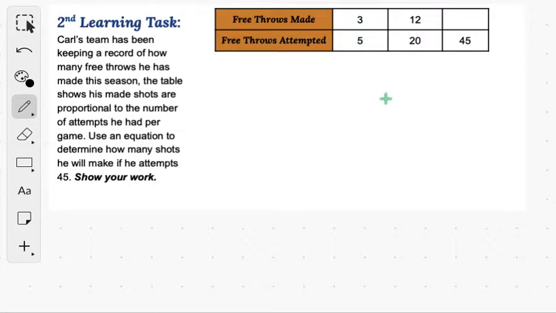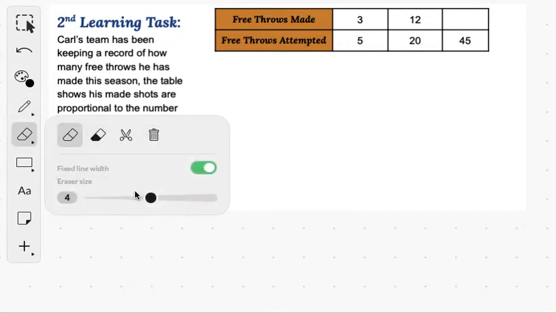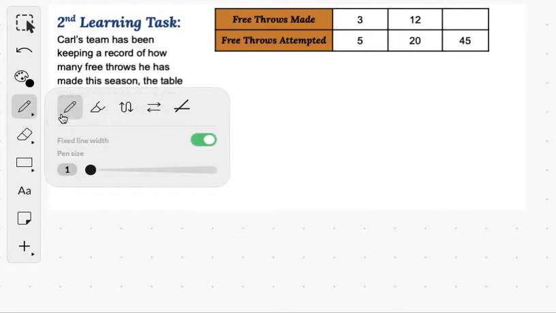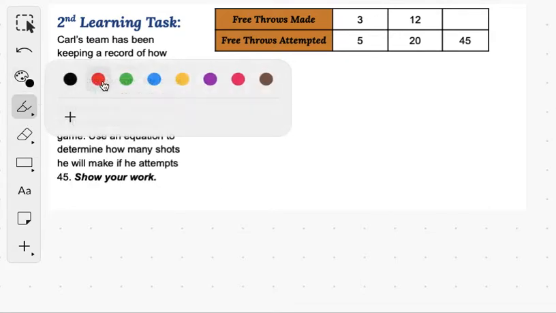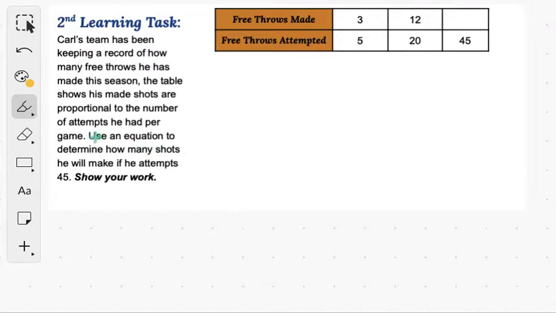So the table's kind of been pre-set up for you, and it has what you're looking for. Let's highlight that real quick. Use an equation, very important. Determine how many shots he will make if he attempts 45.